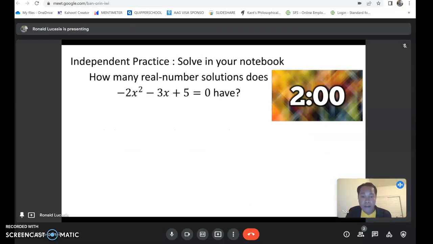Okay, now I'm going to give you 2 minutes for your independent practice. Solve it in your notebook, find the discriminant, and determine the number of solutions. Your 2 minutes starts now.